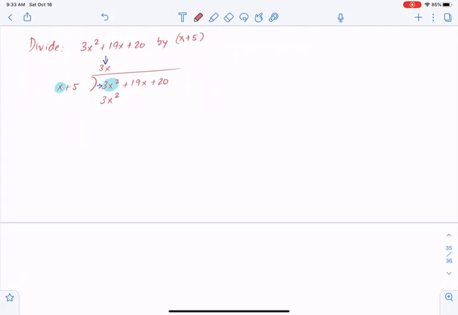Since there is a 5, 5 times 3x is 15x, and then 0. We always subtract. 3x squared would go away. 19x minus 15x is 4x. 20 minus 0 is 20.